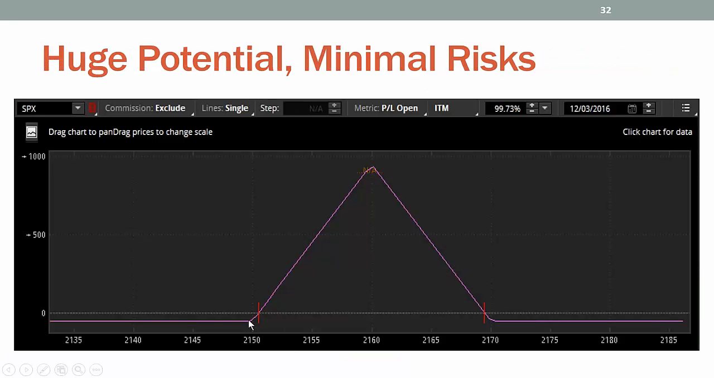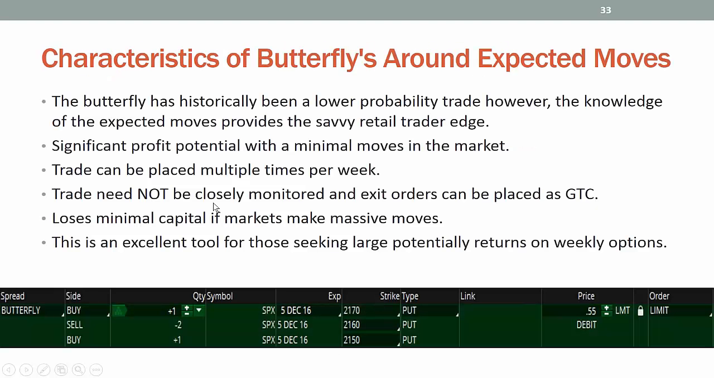But as I showed you a second ago, one contract, okay, can still do a lot of damage. Like this is one contract. If you hit it right on, you could make 1,000 bucks. You're not going to hit it right on. We're going to be buying and bailing out of these things. But the butterfly, historically speaking, has been a lower probability trade.